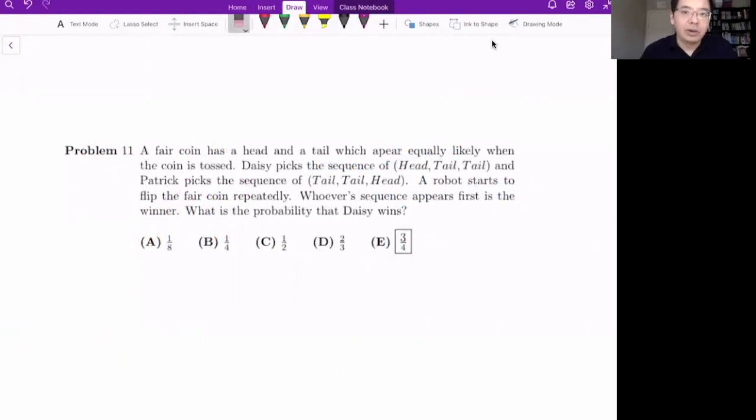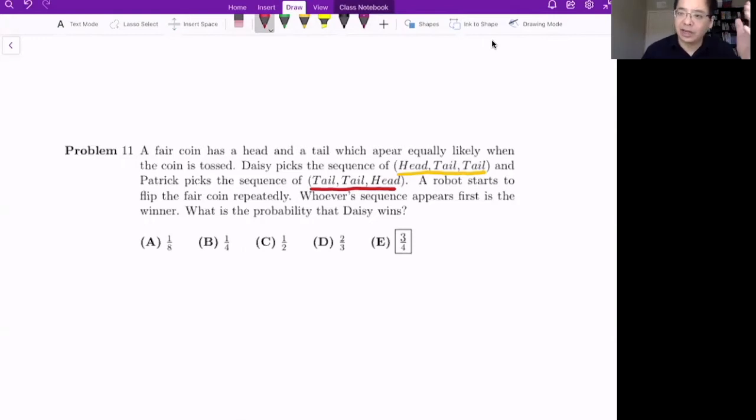Okay. Problem number 11. A robot flips a fair coin repeatedly. There are 2 players, one is Daisy and the other one is Patrick. Each of them picks a special sequence. Daisy picks the sequence head, tail, tail, and Patrick picks the sequence tail, tail, head. The rule says whoever's sequence appears first is the winner.